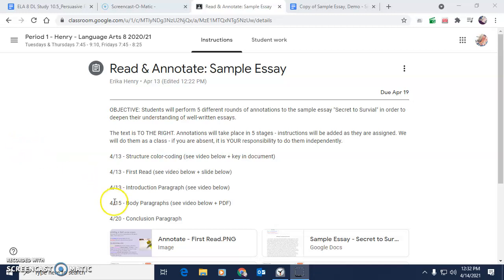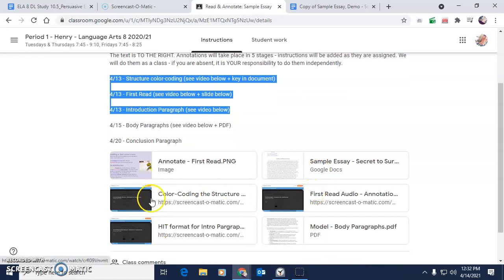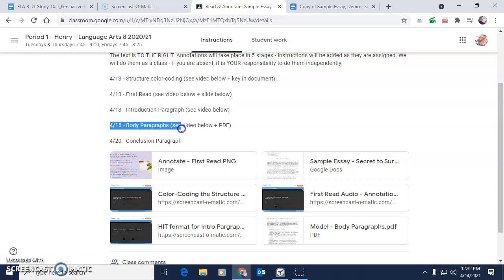Alrighty, so for today's annotations, we're going to be focusing on body paragraphs. You should have already color-coded the structure of your essay, done a first read with your own annotations, and picked apart the introduction paragraph of the sample essay to identify hit format. Those videos were at the bottom. If you missed them, if you haven't done those, you do need to go back and get those taken care of. But for the purpose of today, we're going to be focusing on body paragraphs.